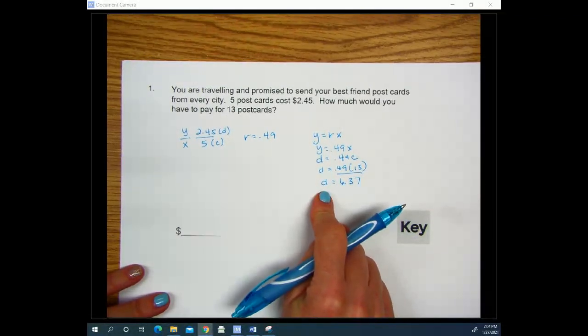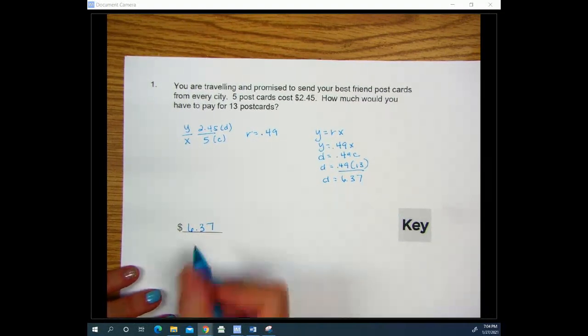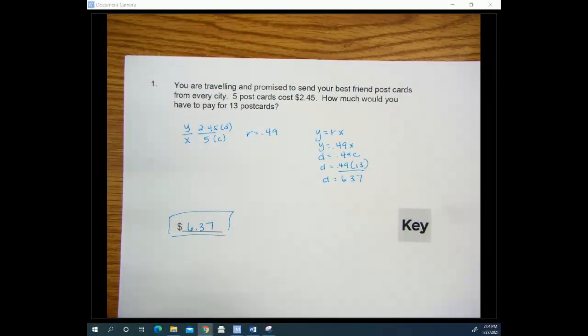And this is where it's helpful because I know that D is dollars, so that must be my label. So I would pay $6.37 to buy 13 postcards.